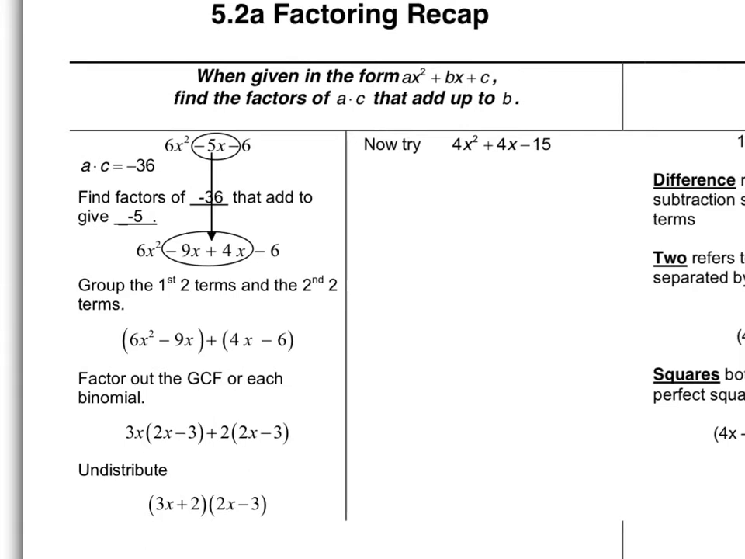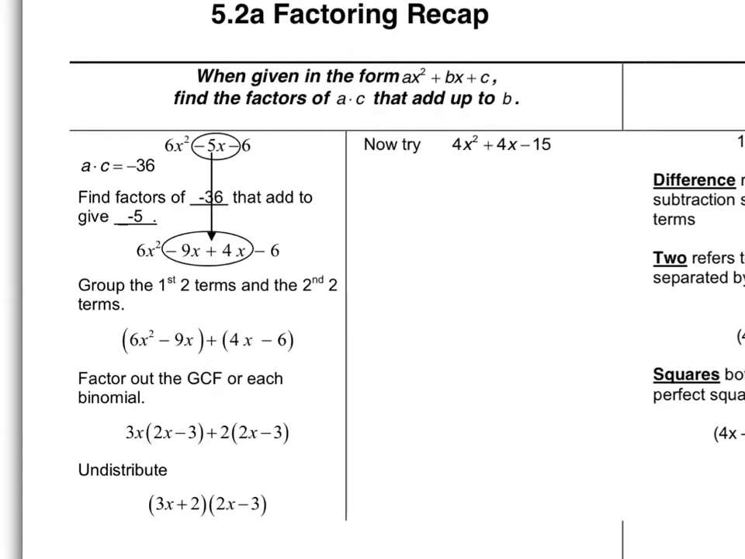Now, before you do anything in those two methods, you always have to find a number that would multiply to give you AC, which is 6 times negative 6. So AC in this case is a negative 36. And the numbers would add to give you the middle term, which is negative 5. So two numbers that would multiply to give you negative 36, and would add to give you the B number in the middle, negative 5. Now, negative 9 and 4 would be those two numbers.